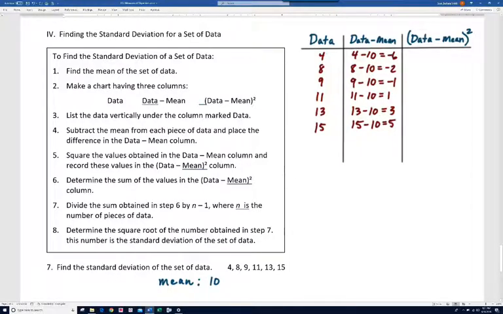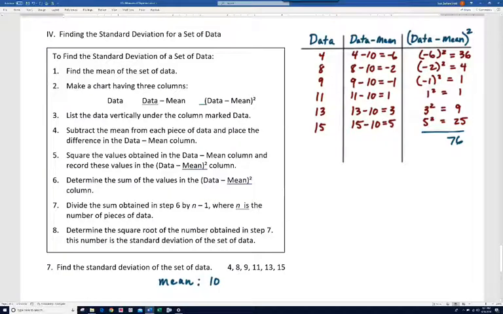Now the next column, we're squaring everything, and basically what that's accomplishing is making everything positive. So when you square negative 6, you get 36. You square negative 2, you get 4. Square negative 1, you get 1. 1 squared is 1. 3 squared is 9. And 5 squared is 25. And let's see what's next. On number 6, it says determine the sum of the values in the data minus mean squared column. So if you add those up, you should get 76.